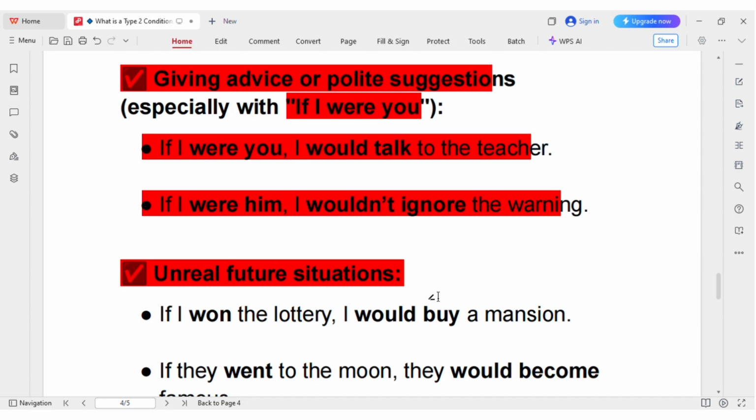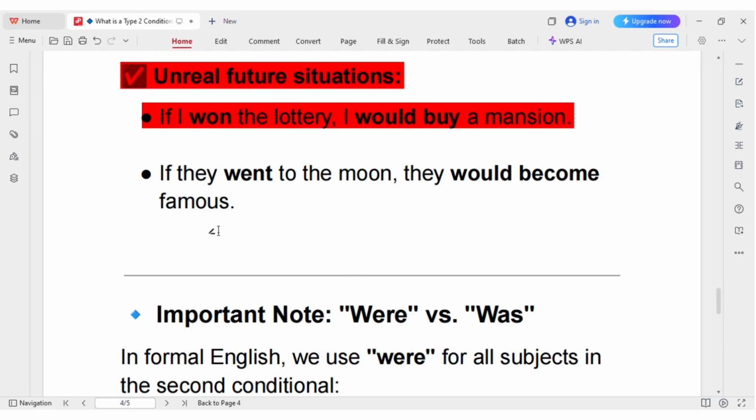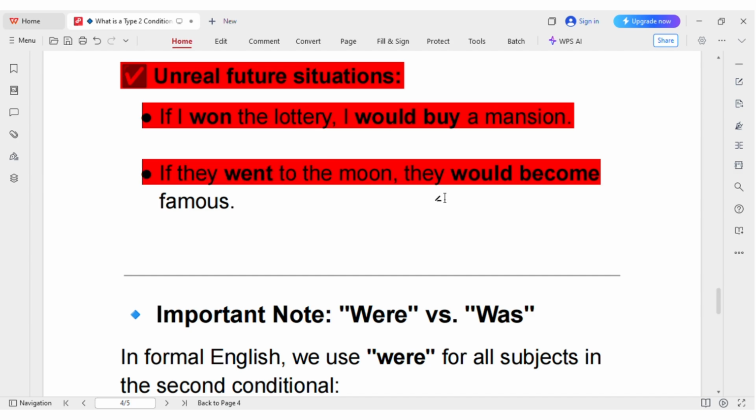Unreal future situation. If I won the lottery, I would buy a mansion. Mansion means a luxury house, a big house. If they went to the moon, they would become famous. Again, we are using if clause in past simple and main clause in would. There is only use of would, but if you find would, should, could, might in the main clause, then it is called the second conditional sentence.